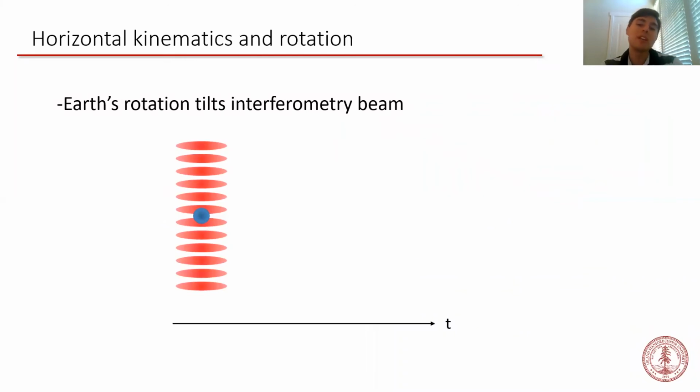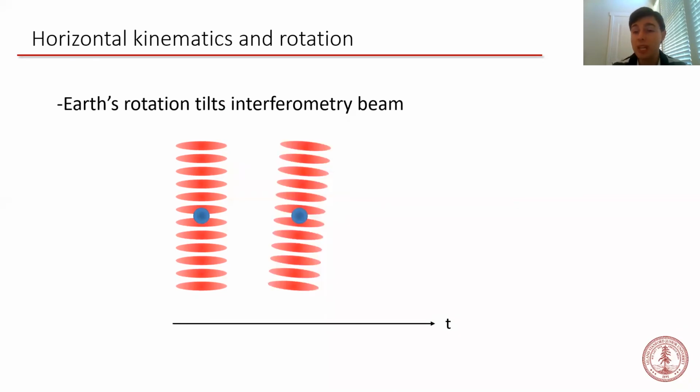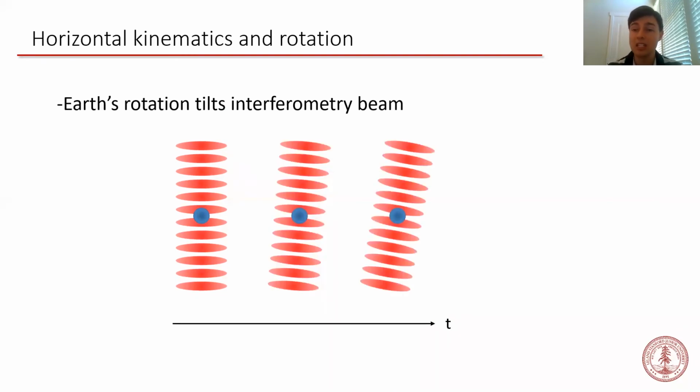The K-trick takes care of kinematic errors in the vertical direction. So next I'll discuss kinematic errors in the horizontal directions. The major source of horizontal phase shifts is the rotation of the Earth. The angle of the interferometry lasers is set by the retroreflection mirror at the bottom of the tower. As the Earth rotates during the interferometry sequence, the beam angle changes, which leads to a horizontal phase shift that's proportional to the Earth's rotation rate.